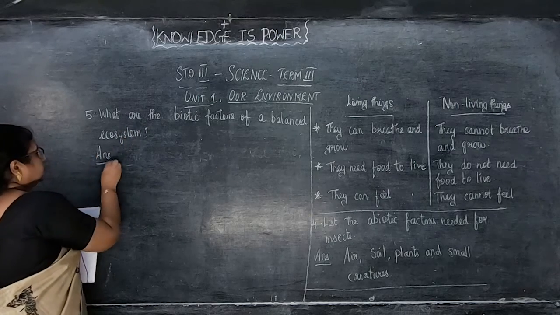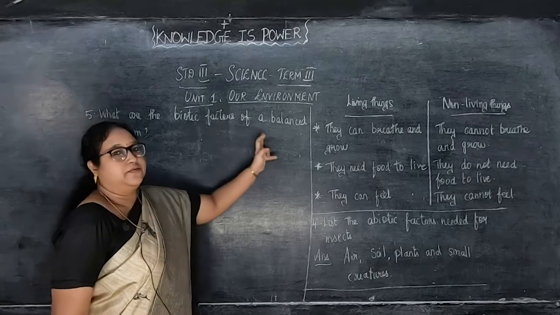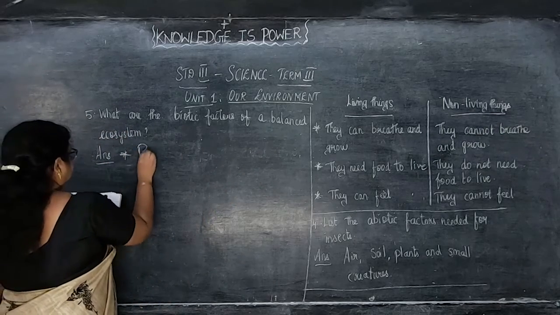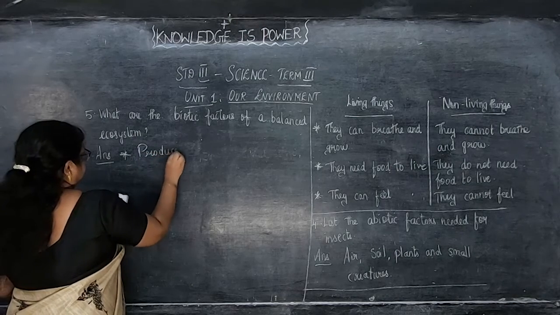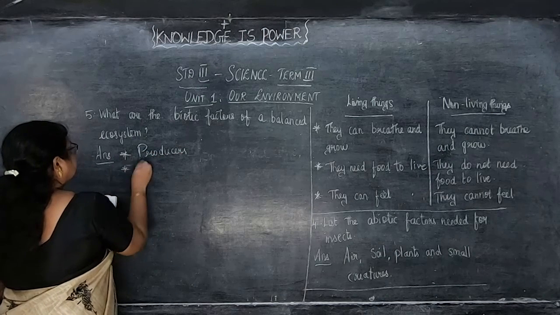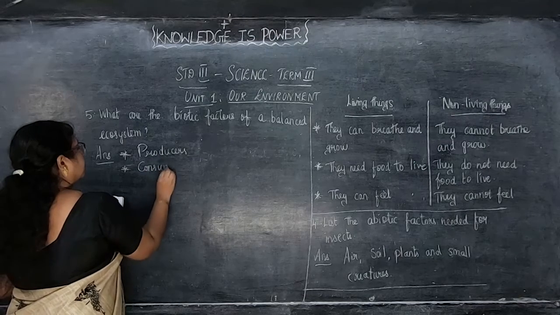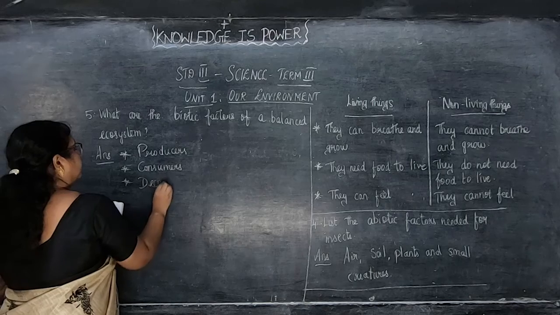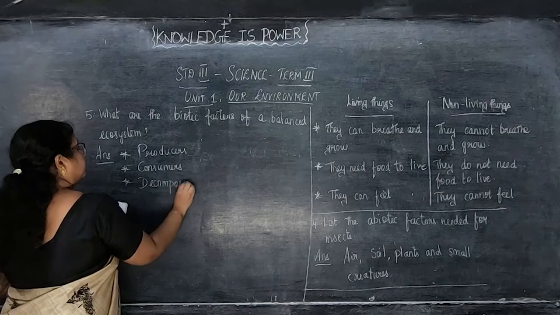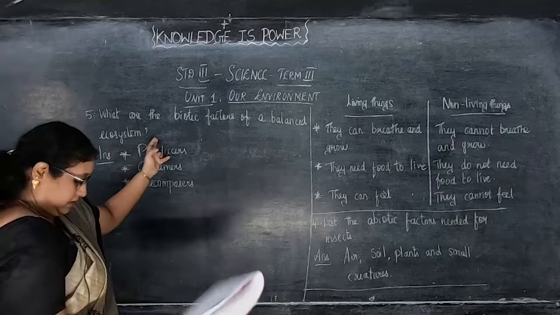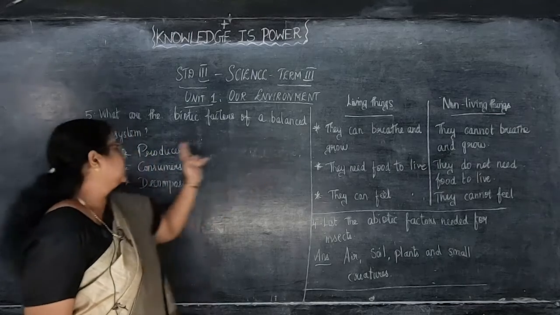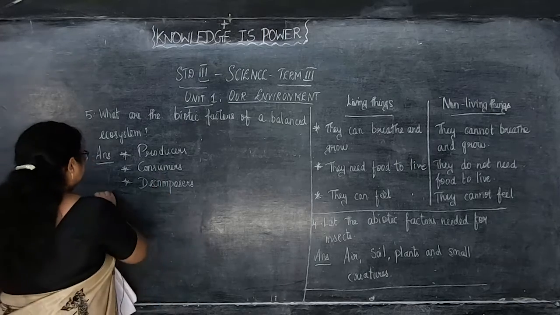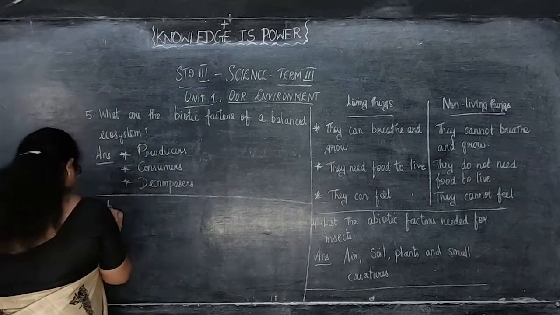So what are the biotic factors of a balanced ecosystem? That is producers, consumers and decomposers. Okay. So what are the biotic factors of a balanced ecosystem? The answer is producers, consumers, decomposers. Okay. Then the 6th one.